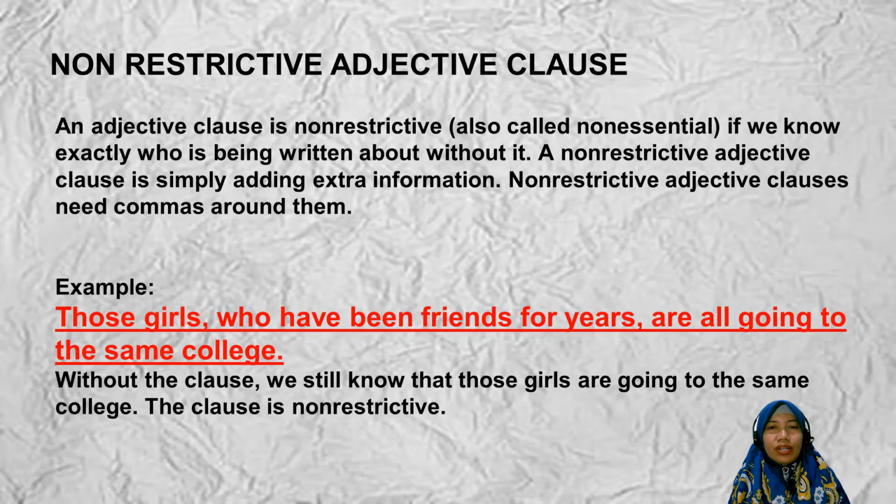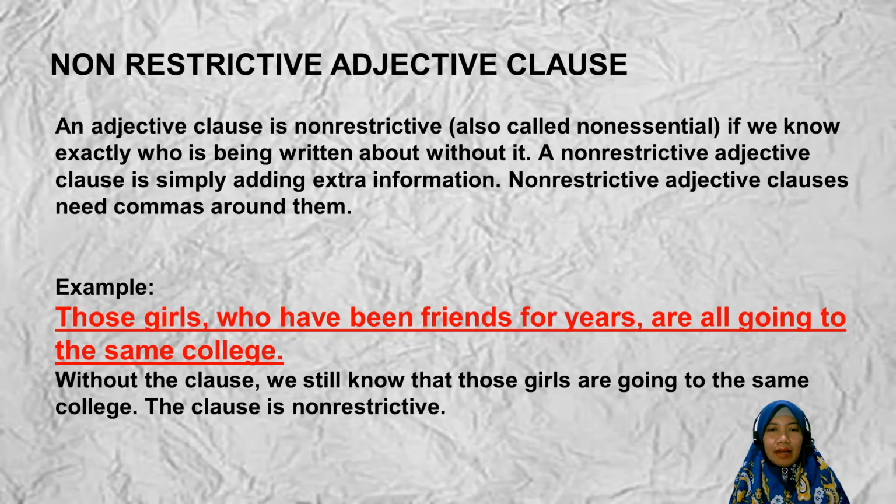Next, for non-restrictive adjective clause, it happens if we know exactly who is being written about without it. A non-restrictive adjective clause is simply adding extra information. Non-restrictive adjective clauses need commas around them.